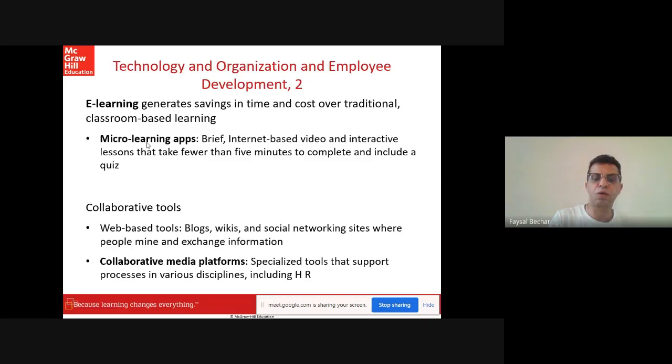There are also collaborative tools, which we get involved in a lot as a class. It's a web-based tool, like blogs, wikis, and social networking sites where people mine and exchange information. These depend on what field you are in. There are specialized social networking sites. There is also a collaborative media platform.